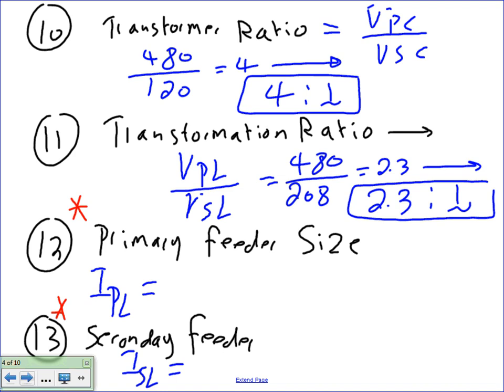We use the transformation ratio a lot to give us the voltage, and so forth. Any question about these two ratios?